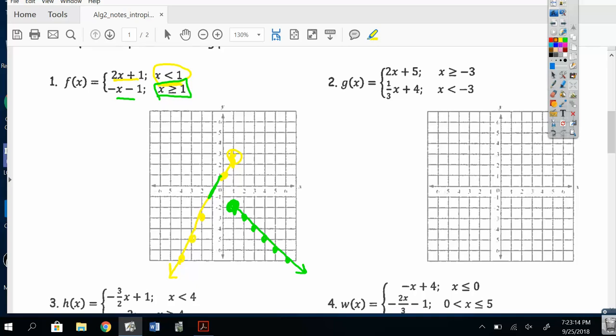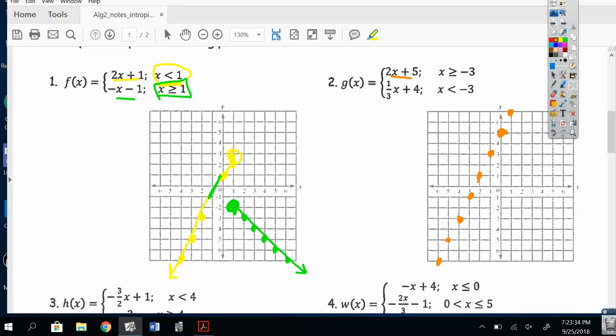I pick a color. 2x plus 5. I'm going to graph that first. So 2x plus 5 is here, and then I go up 2 over 1, and I go all the way across my grid. And once you get good at this, you can determine the restrictions on your own. But until then, that's what we do.